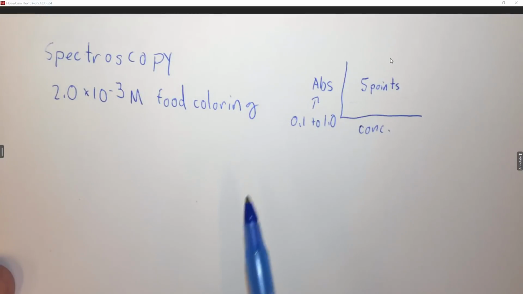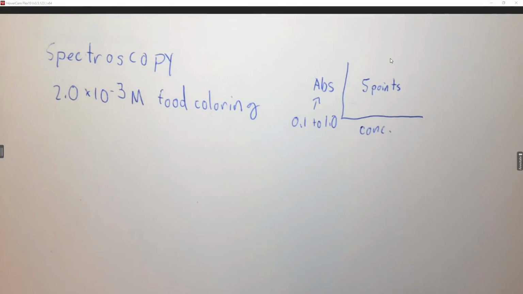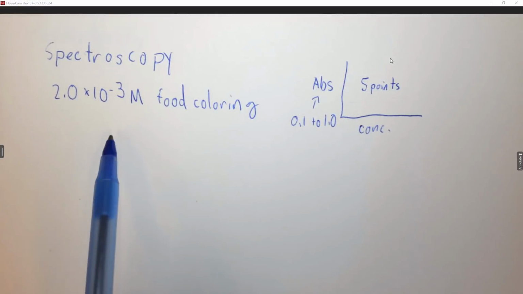But I'm going to give you more of an empirical way. And the reason the empirical way, or research-based way, is important is because these food colorings are not always pure. So sometimes the molar absorptivity coefficient you look up doesn't correspond to what's actually in the sample that we use to make the 2 times 10 to the minus 3 molar solution.